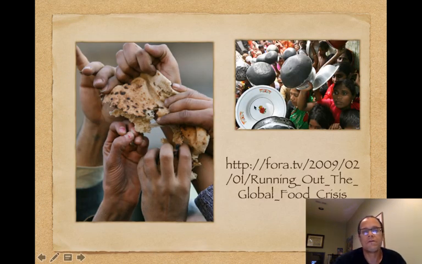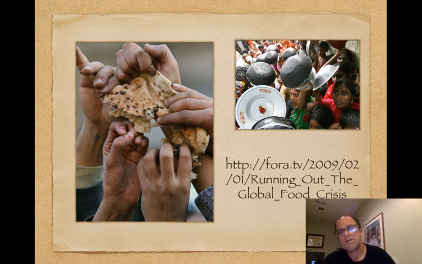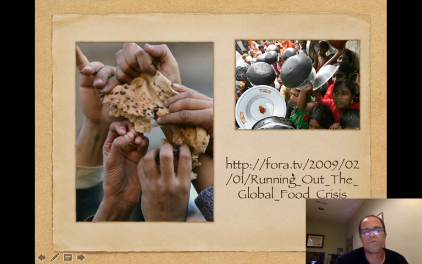So, to wrap up, there's a video. If you want to type out this link here in your web browser, you can get a little bit more depth. One of the readings that you're visiting this week is by Lester Brown. There's an interview with him posted on this Fora TV website, running out the global food crisis, and he paints a fairly grim picture, mainly related to increasing demands that end up being in the agricultural sectors.